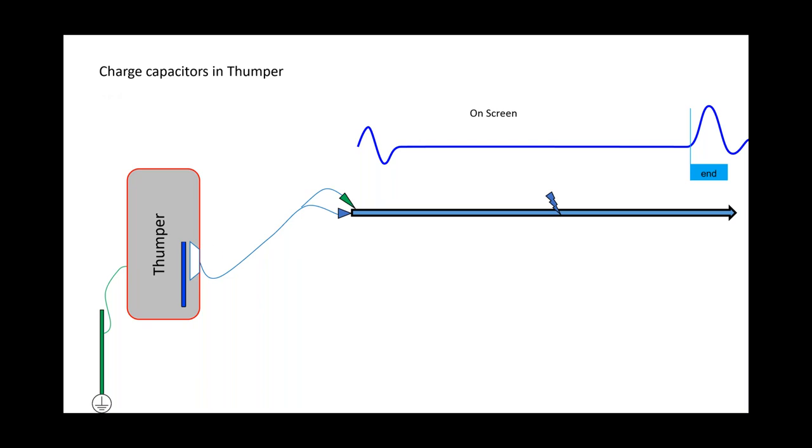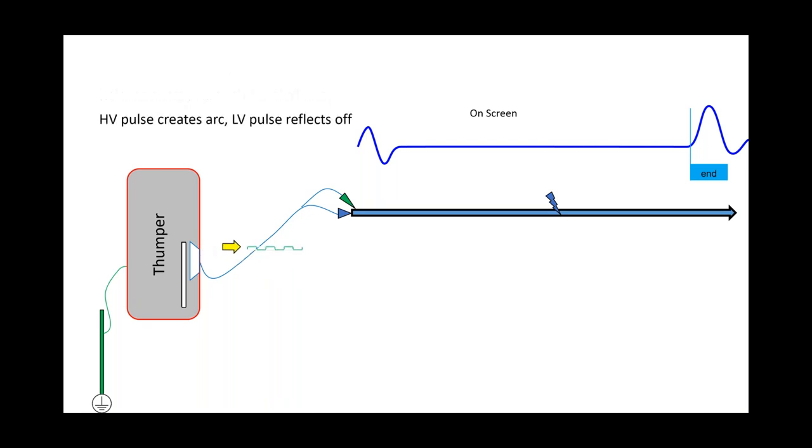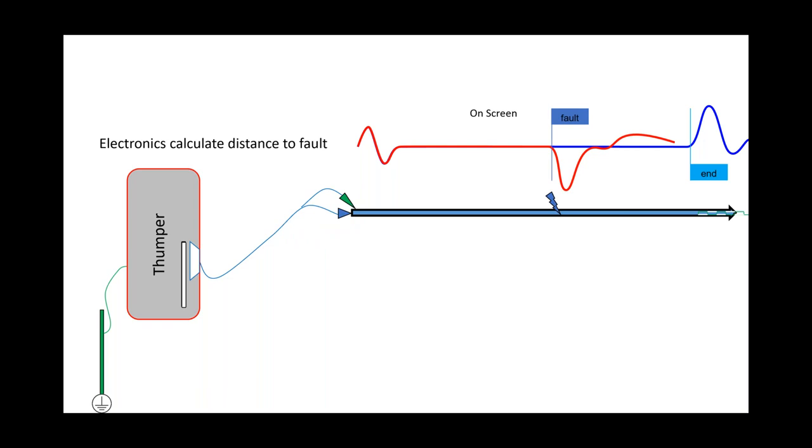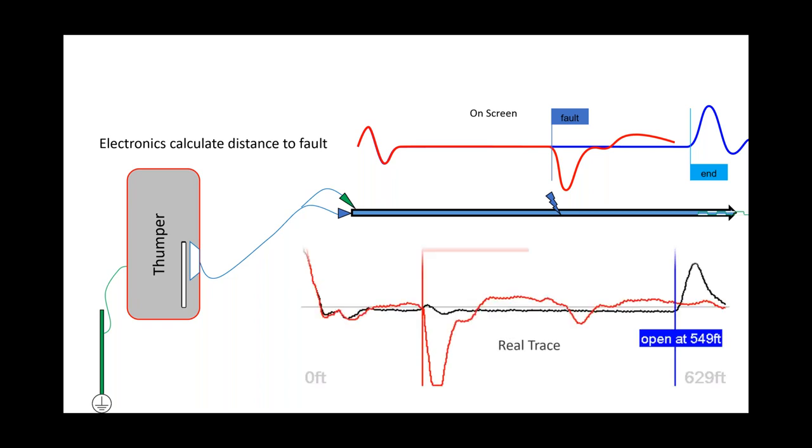So the thumper will charge, and it is going to send a high voltage pulse through the cable. That pulse is going to travel down to the fault location, create an arc, and then that low voltage TDR pulse is going to be reflected off of it back to the unit and give us that overlay. And this is the real world trace, as we saw earlier. On our units, at least with the eTrace software, which is the graphic user interface for our smart thump, easy thump, and a couple other cable fault locating pieces of test equipment, it will automatically flag, identify, and drop a cursor and give you a distance to that fault.